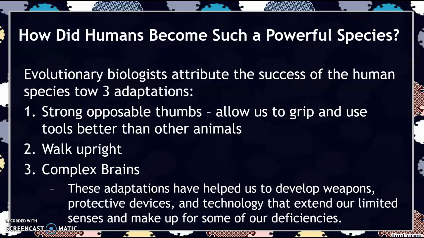Humans have become a very powerful species due to evolution. And there's three major adaptations that most biologists attribute to that strong success as a species. The first of it is strong opposable thumbs, which allow us to grip and use tools better than other animals. We walk upright and we have complex brains. All three of these adaptations have helped us to develop weapons, protective devices, and technology that extend our senses and make up for some deficiencies.